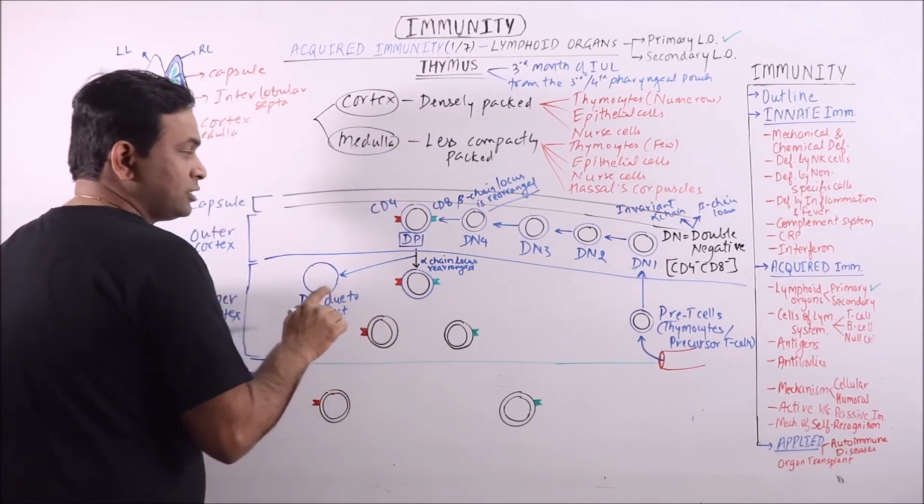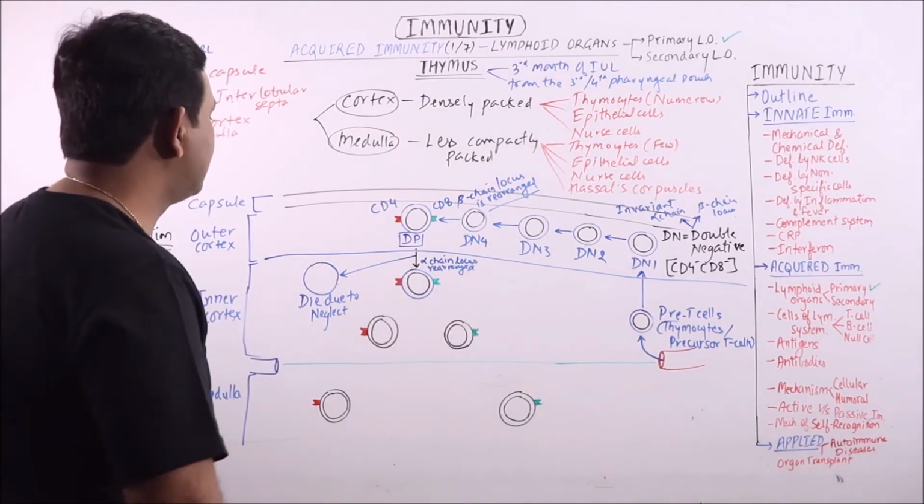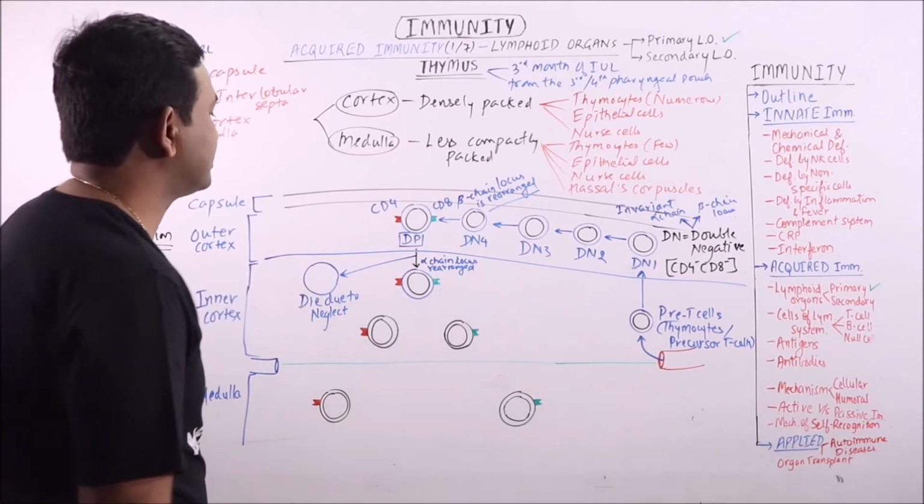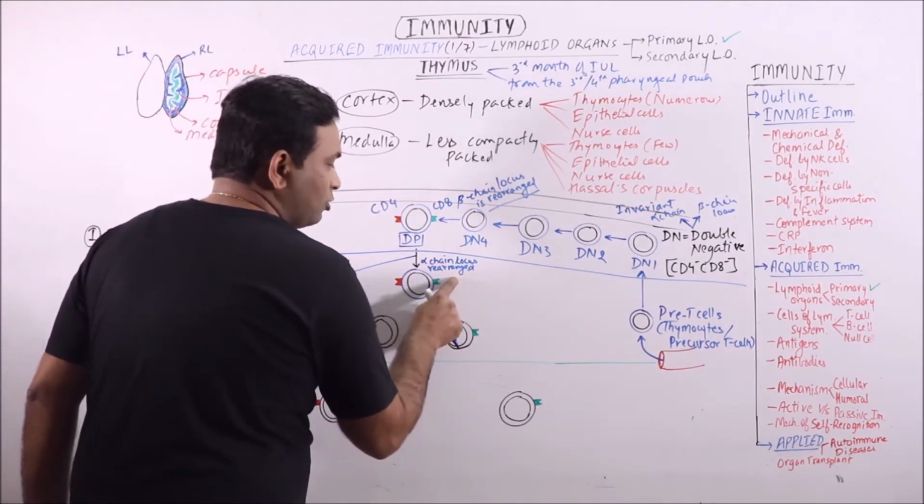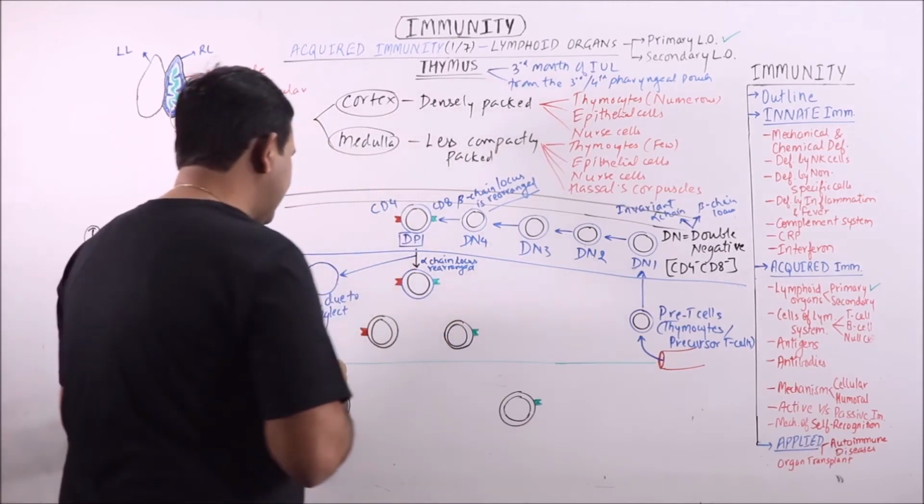If pairing fails, then no signals will be sent in the periphery and survival will not be possible in the absence of signals. Now the alpha chain locus is rearranged. Now these are capable of responding to the self antigens.